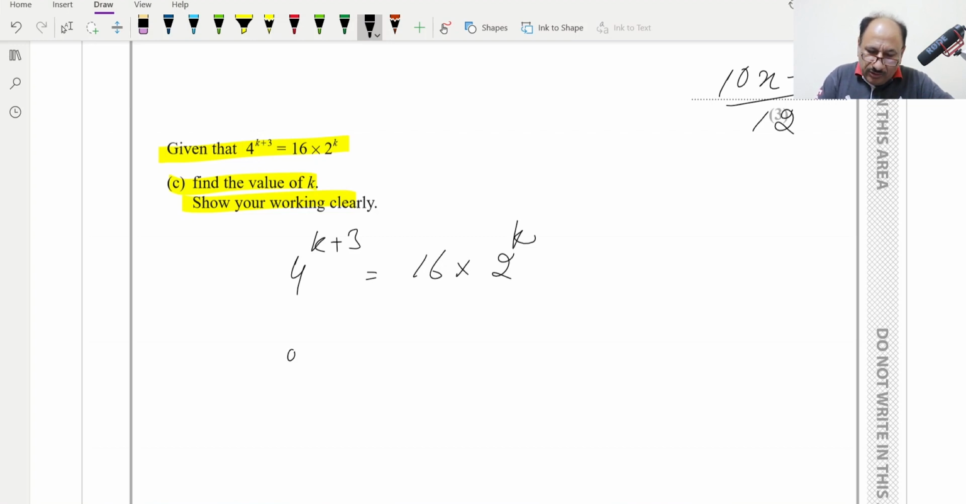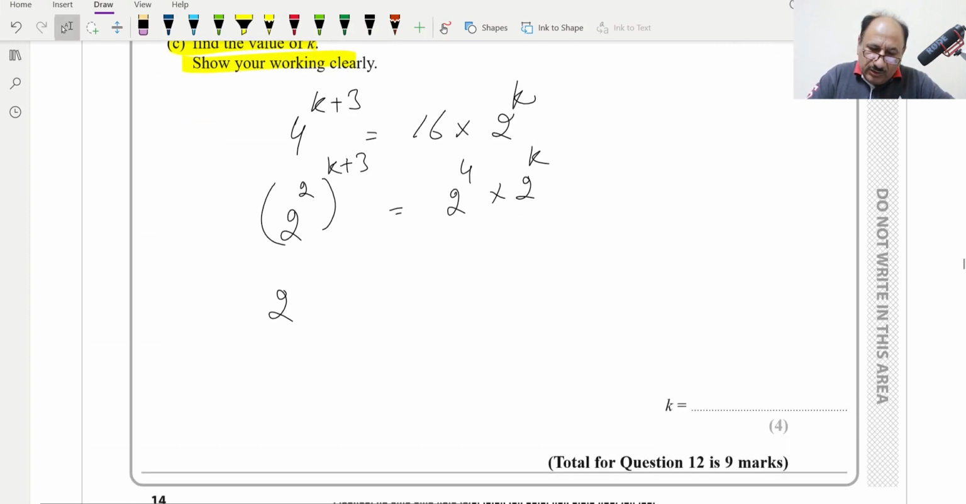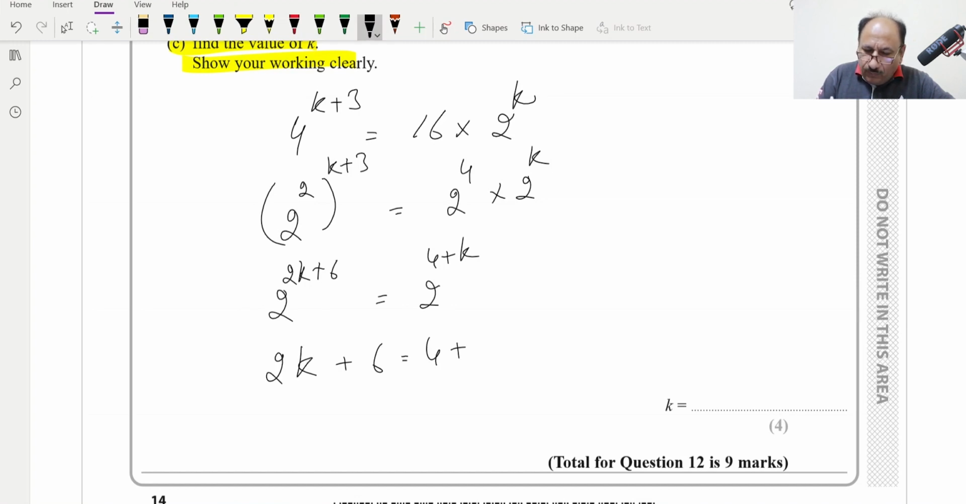So 4 we can write as 2 raised to the power 2, and the whole raised to the power k plus 3, and this will be 2 raised to the power 4 into 2 raised to the power k. 16 can be written as 2 raised to power 4. So we will write this as 2 raised to power 2k plus 6, and this will be equal to 2 raised to power 4 plus k. The bases are the same, so we will leave the bases and we can equalize the powers. So 2k plus 6 is equal to 4 plus k.